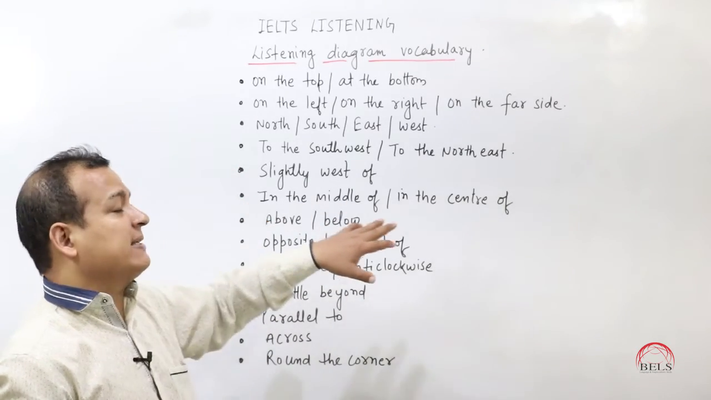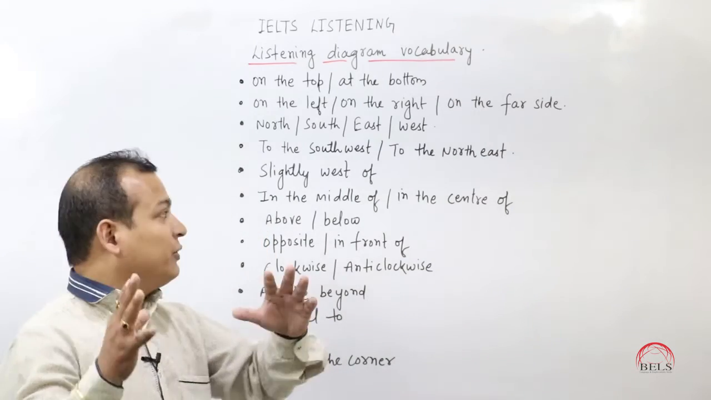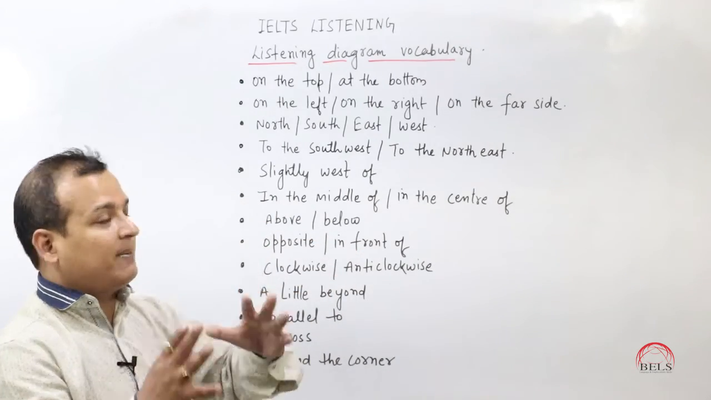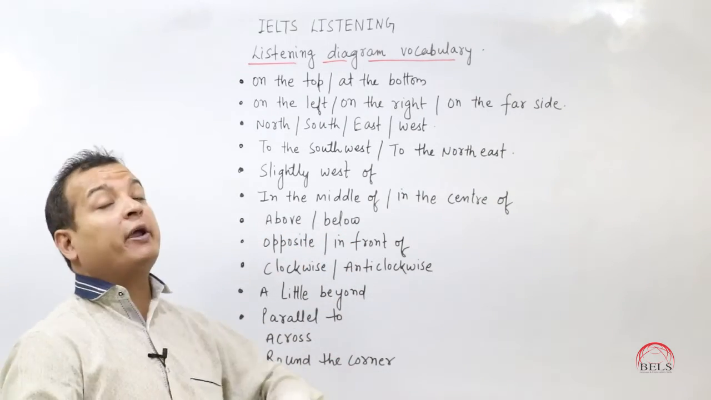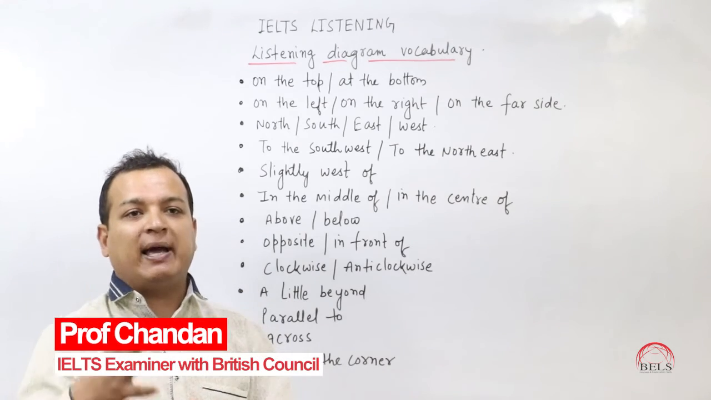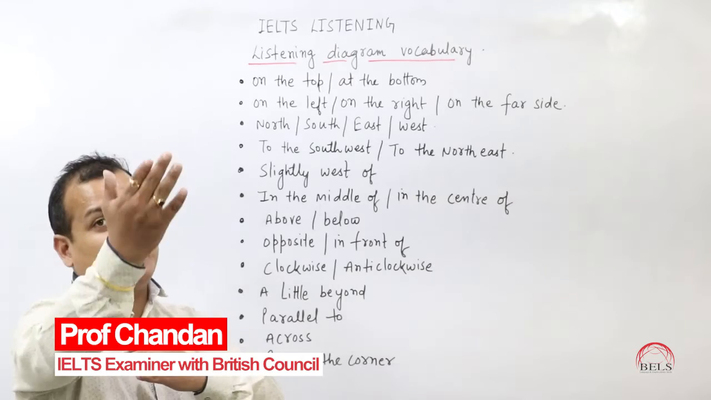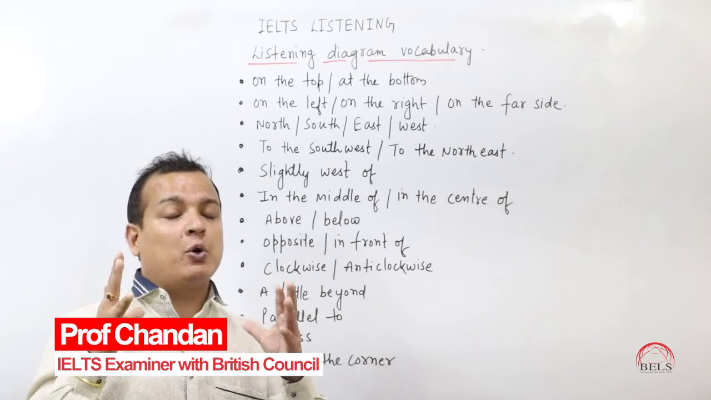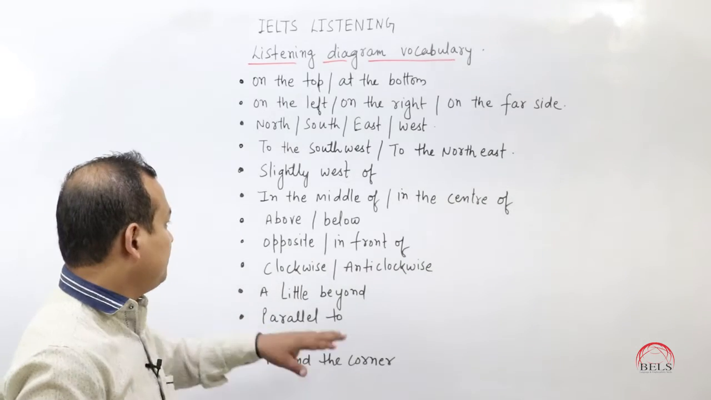In the middle of, in the center of. In the center of the park, you'll find there is a beautiful garden, so you can say in the middle of there's something. Above, below, these words you need to understand. Opposite or in front of: in front of the library, you'll find there is a tea stall. Make sure when you go through the diagrammatic part, you picturize the image in your mind before starting.